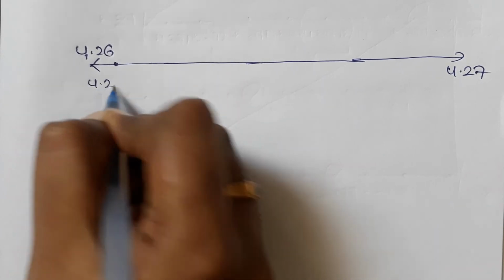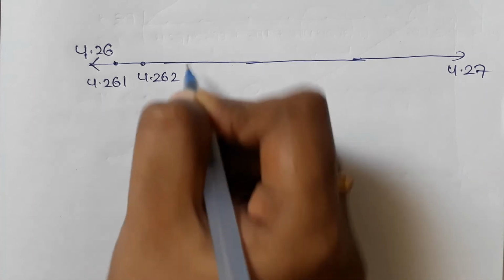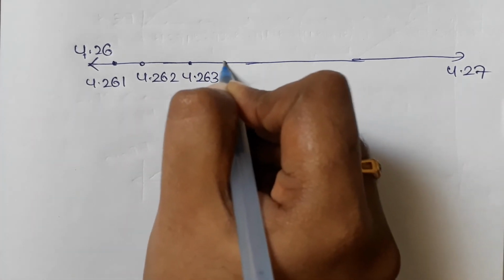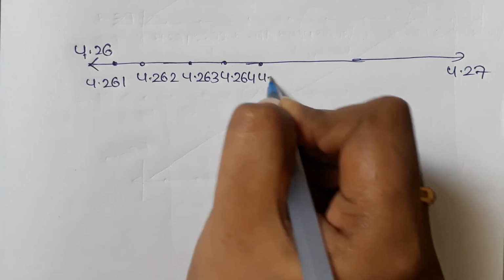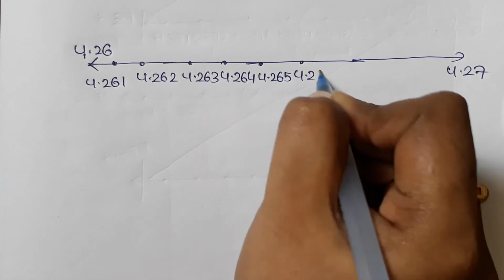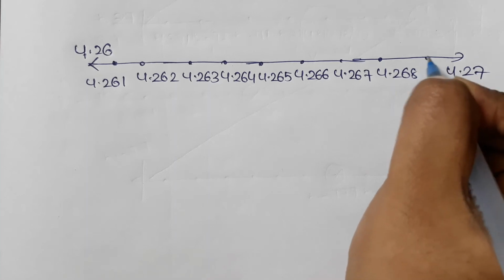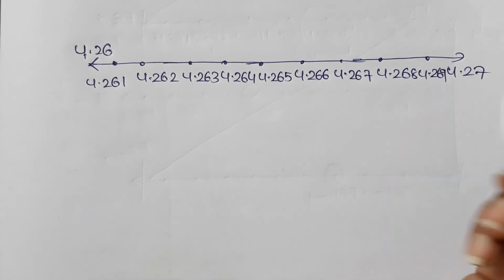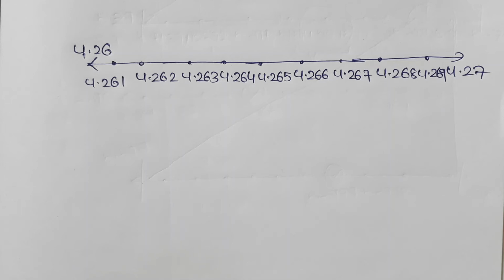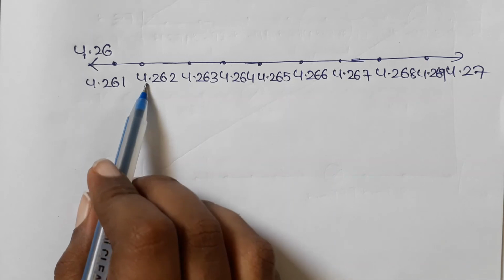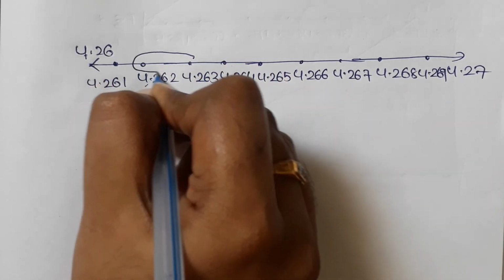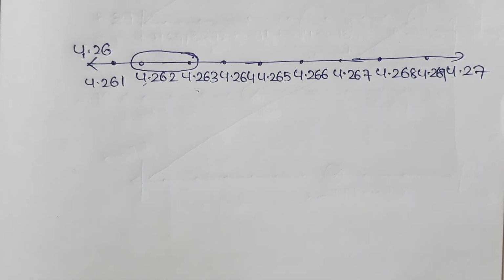4.261, 4.262, 4.263, 4.264, 4.265, 4.266, 4.267, 4.268, 4.269, and the required number, that is 4.26 bar, is located in between 4.262 and 4.263, and this is again closely viewed by using a magnifying glass.